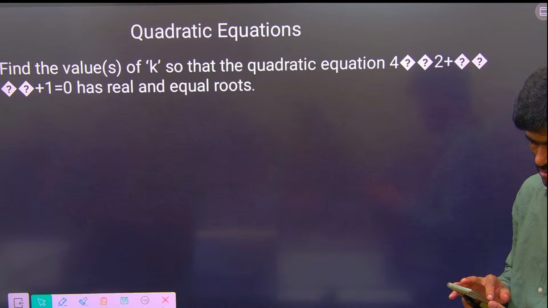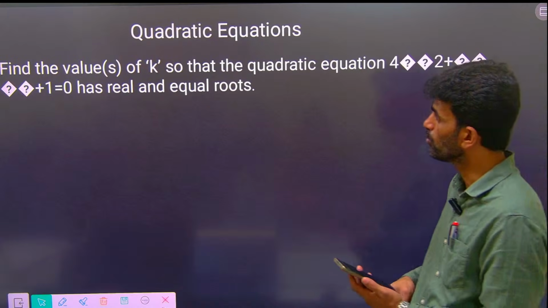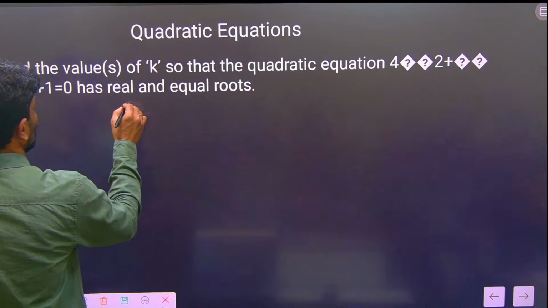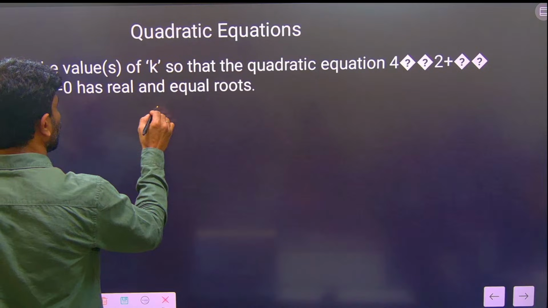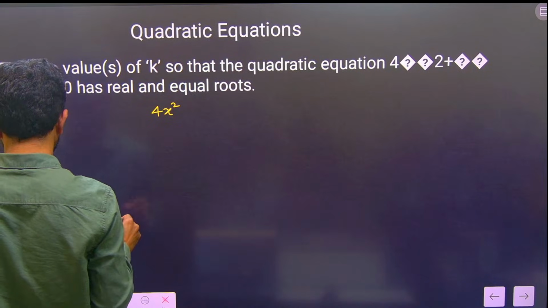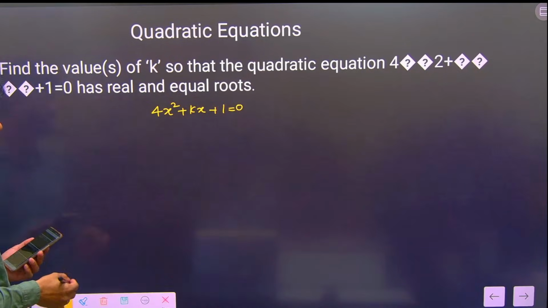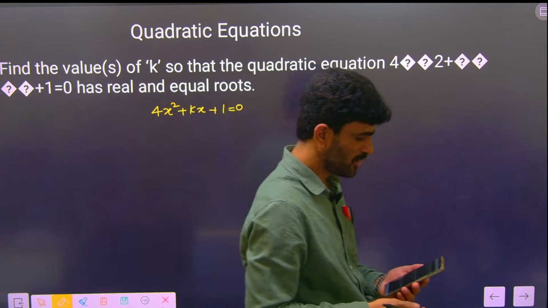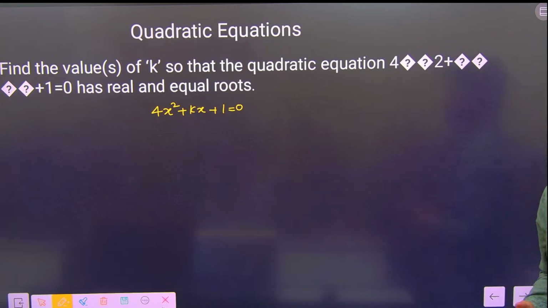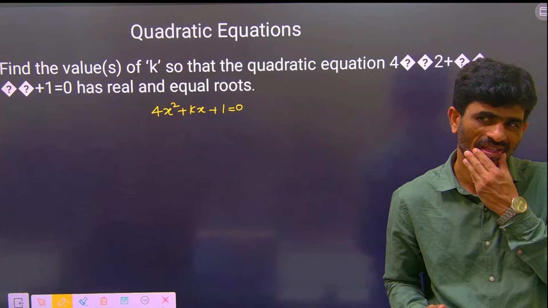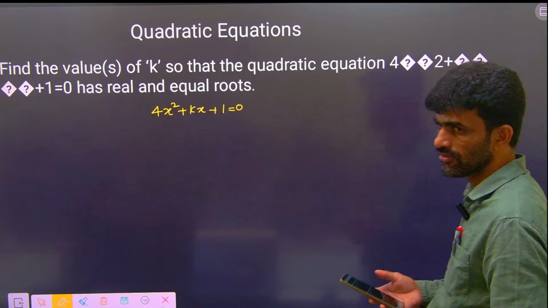Now, in quadratic equations, first problem, it is a simple one, you can do it. Question is like, the equation is 4x² + kx + 1 = 0. Roots are real and equal. You have to find just k. When roots are real and equal, you should know the formula, substitute in the formula and find out the value of k.